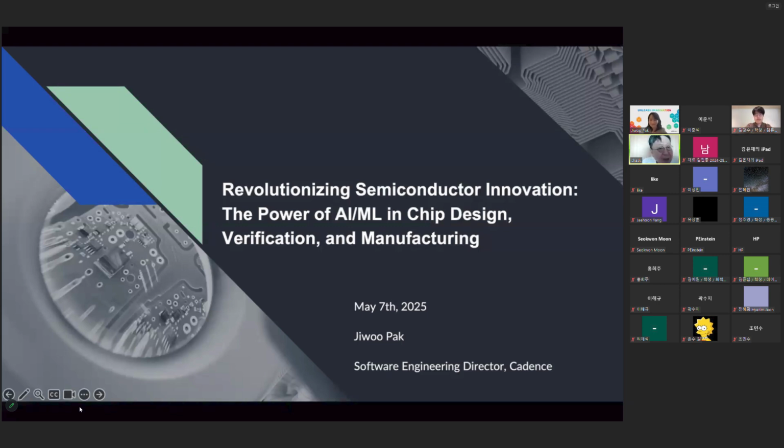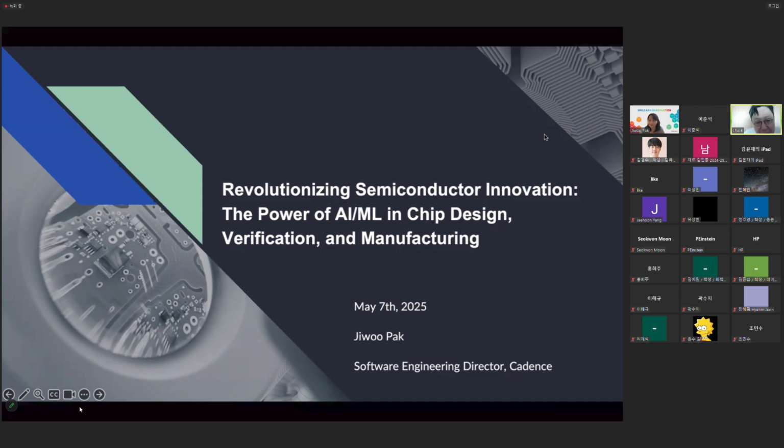Welcome to Data Science Seminar. Today we have a very unusual topic, revolutionizing semiconductor innovation.